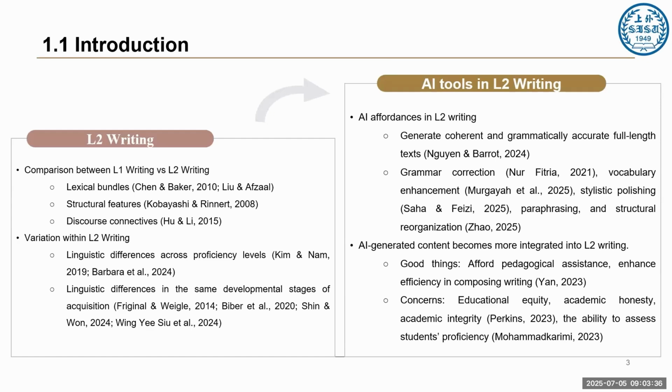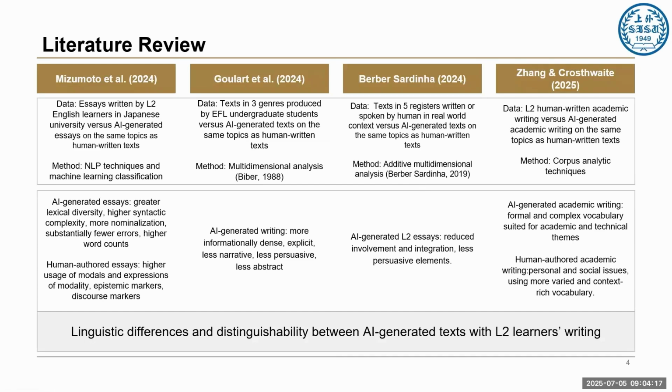As AI tools have been increasingly accessible to students, also including L2 writers, AI-generated content becomes more integrated into L2 writing. As Yan in 2023 pointed out, the good thing is AI does afford pedagogical assistance and enhance efficiency in composing writings, but concerns do exist relating to educational equity, academic honesty, academic integrity, and teachers may have the problem of assessing students' actual proficiency in language learning. Therefore, some researchers have started to shift their attention to the linguistic variance and the distinguishability between AI-generated texts and human-written texts. I listed 4 references here.